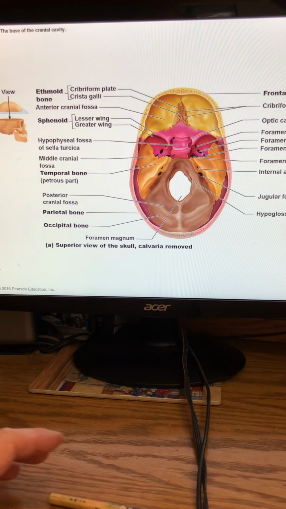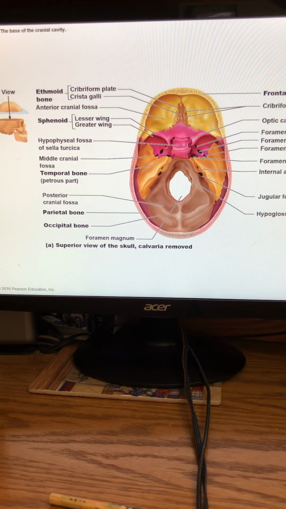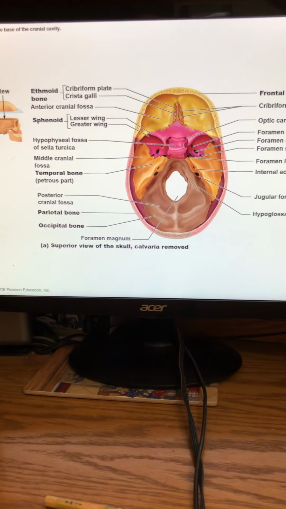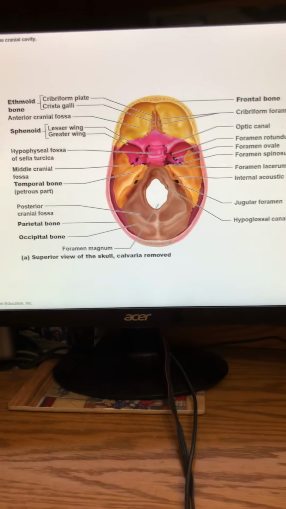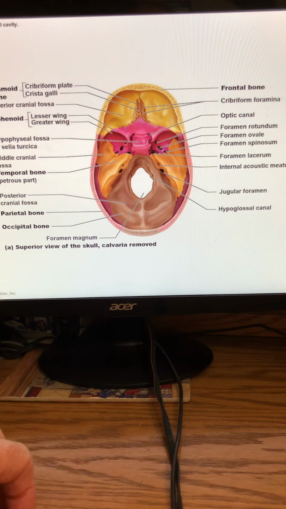Okay? So even though it's very complicated, this bone is called the keystone bone because all of the other skull bones actually attach to it. And so let me move this camera a little bit so that you can see the names over on the side of some of the holes that I'm going to get to in a few minutes.